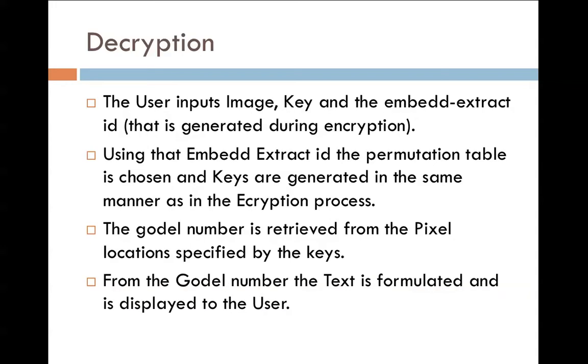Now moving on to the decryption part, the user inputs the image, the key and the embed extract ID. Now using that embed extract ID, the permutation table is chosen and the keys are generated in the same manner as has been done in the encryption process. The Godel number is retrieved from the pixel location specified by the keys. Now from the Godel number, the text is formulated and is displayed to the user at the end.